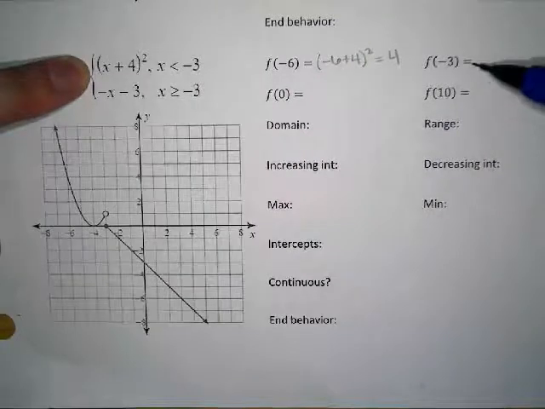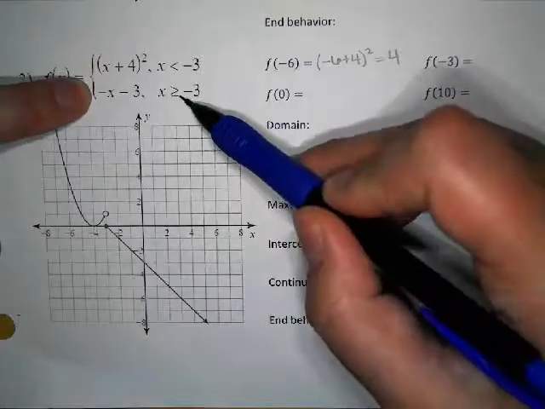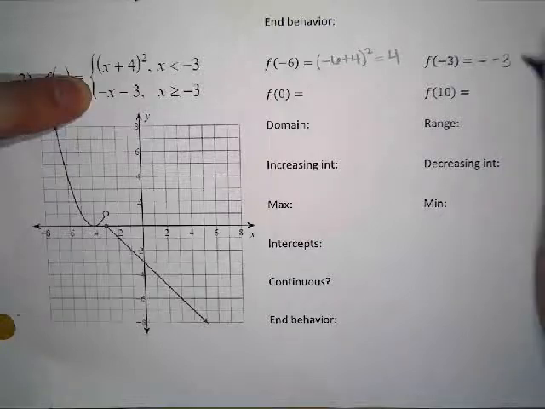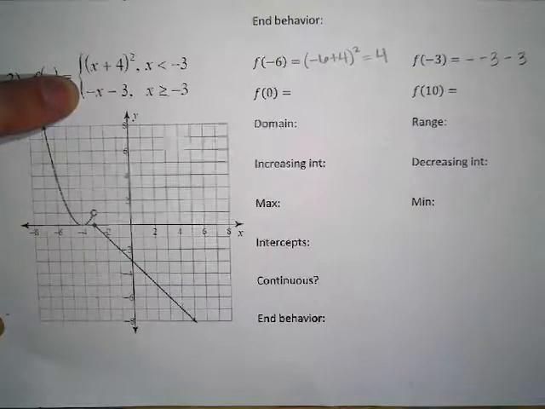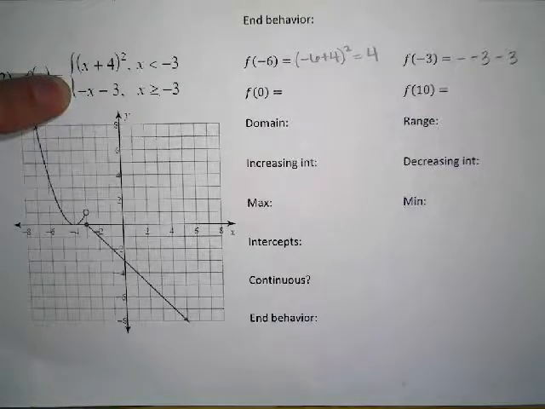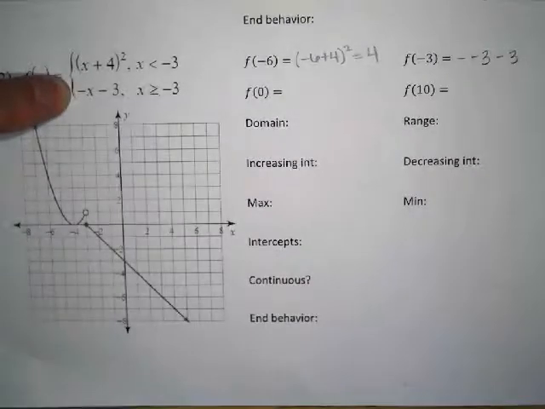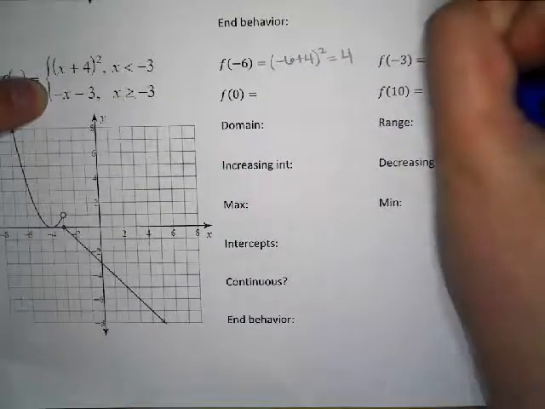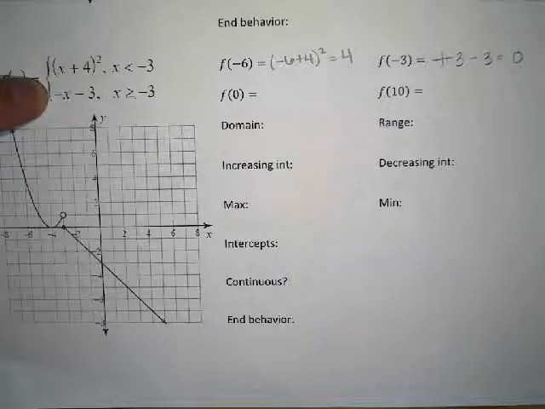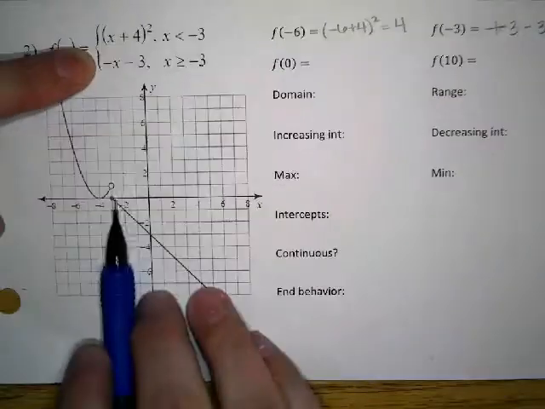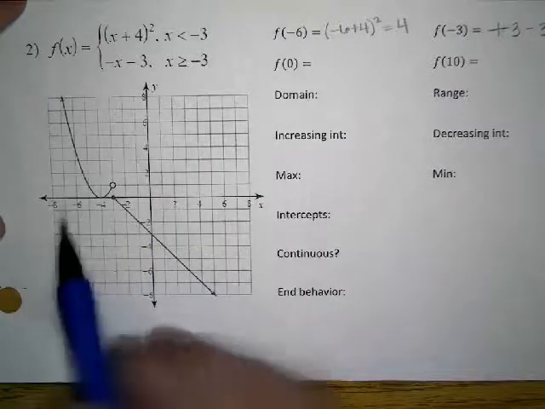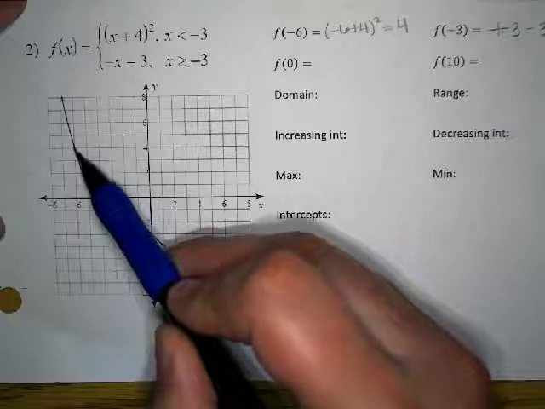What about plugging in -3 exactly? In the bottom one, because that's where the equal to is. Okay, so we've got the negative version of -3 minus 3. So it's +3 minus 3, which is 0. And that fits, right? We can see that on the graph. At x equals -3, we have 0. At x equals -6, we had 4.